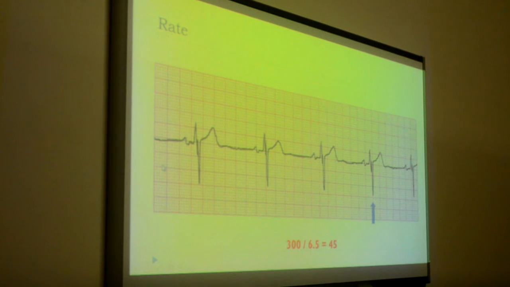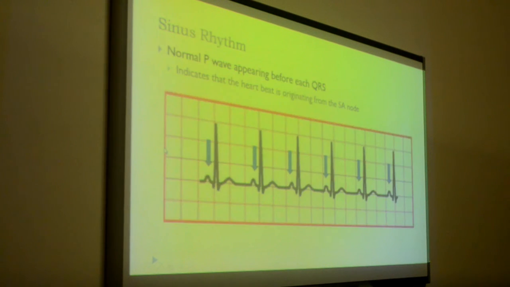Now let's go back to this one. Okay, with a P wave before each QRS, I can call this sinus bradycardia. Clear? Okay. Because there are other forms of bradycardia that are not sinus, and there are forms of tachycardia that could be sinus tachycardia.